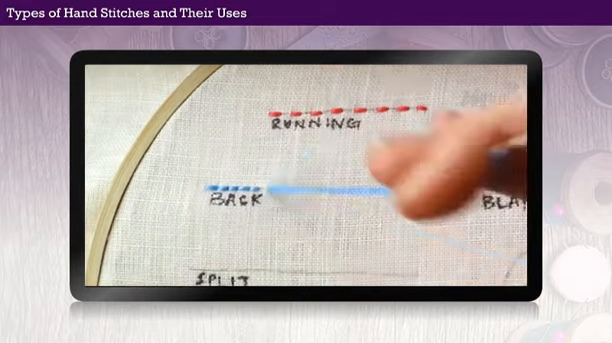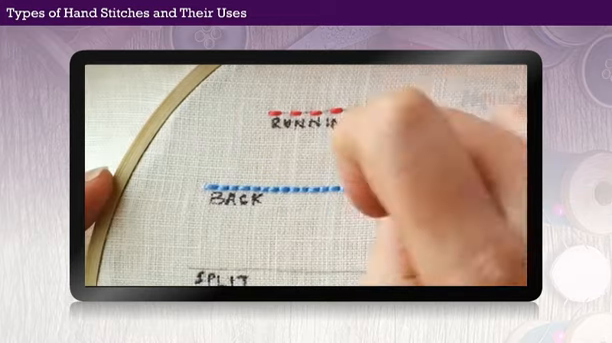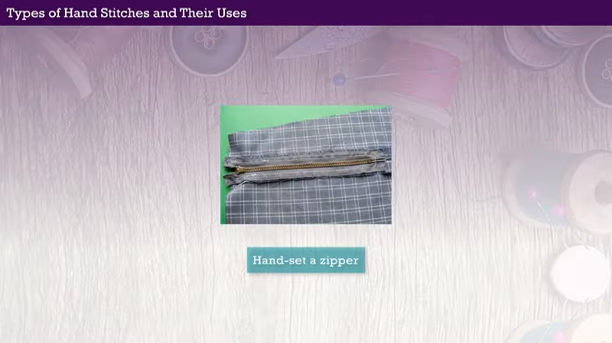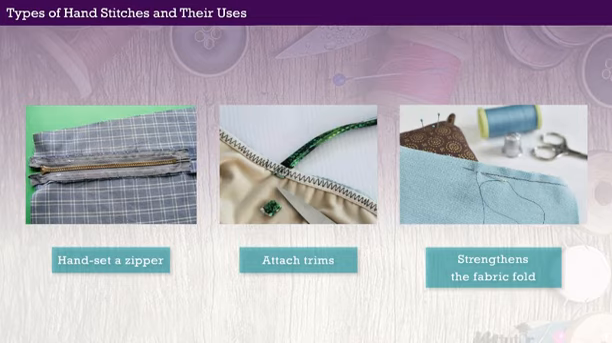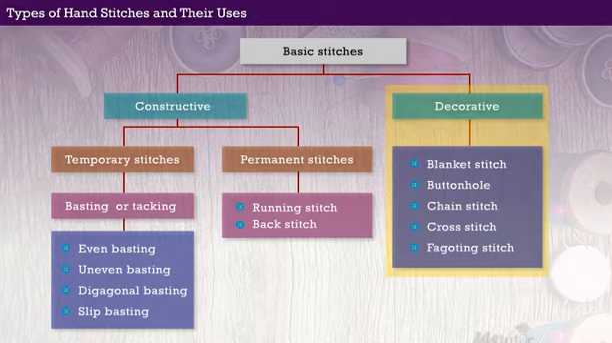Continue to the end of the seam. Fasten off with a couple of stitches on the spot. This type of stitch helps to hand set a zipper or attach trim. Also, it is used whenever the strength of the fold is important. Now let's learn some of the most common decorative stitches.